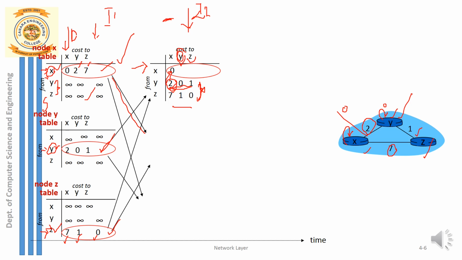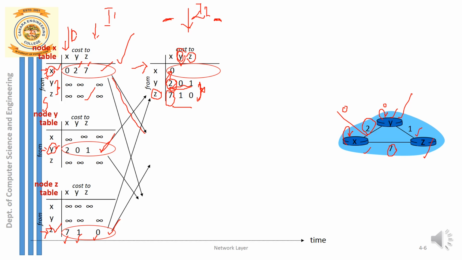So here the cost to reach from x to z, which I need to add with the distance vector that z has shared with x. So what is the distance vector that z has shared with x? That is 7. So I need to add those two values and compare. So we'll just see here.